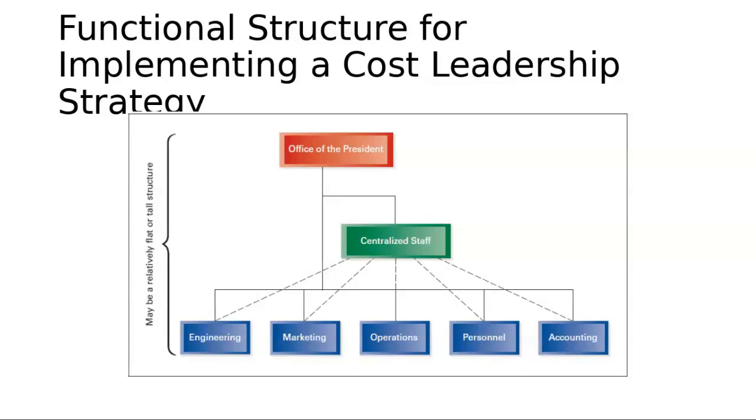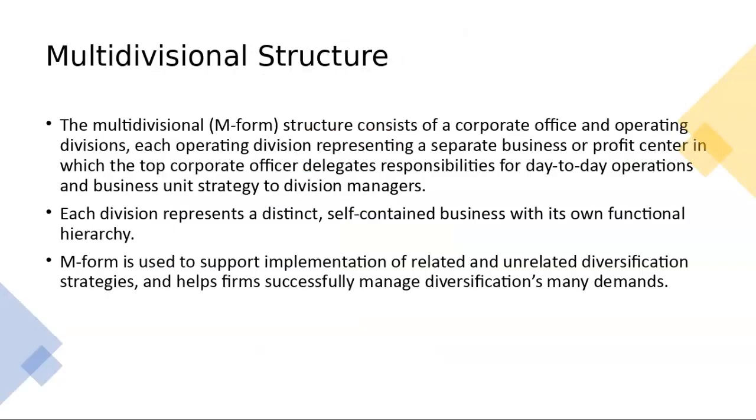And this is just a graph of how a functional structure can be used to implement a cost leadership strategy. Basically, you have the president, then they have some centralized staff, meaning these persons monitor the different departments. That would be like the vice presidents, for instance. They have some centralized people there that manage engineering, marketing, operations, personnel, and accounting. That is primarily how the functional structure usually works, and that is very conducive to using a cost leadership strategy in a particular product market.